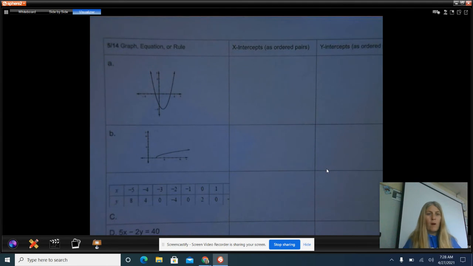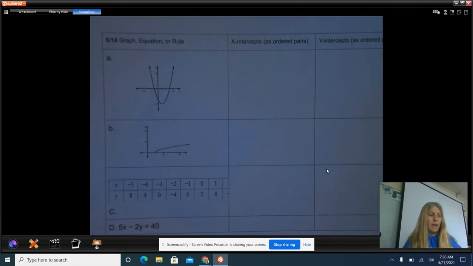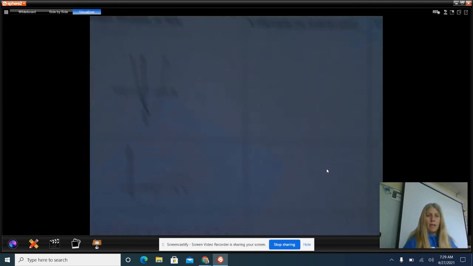So today for our warm-up, we're going to be looking at either graphs, tables, or an equation, and our goal is to find the x-intercepts, and our goal is to find the y-intercepts as well, and we're going to look at those as ordered pairs. So let's go ahead and take a look at letter A here.